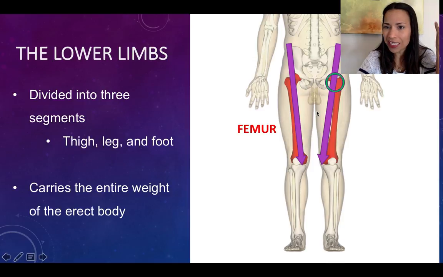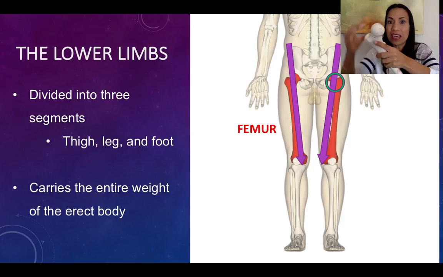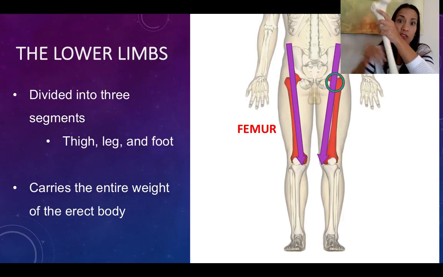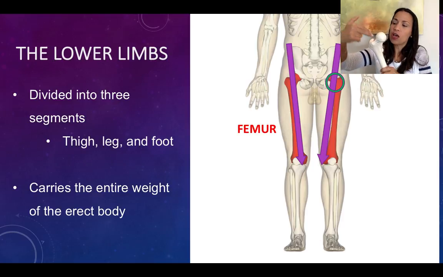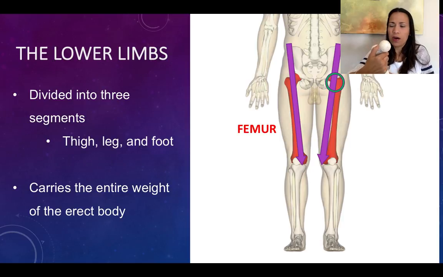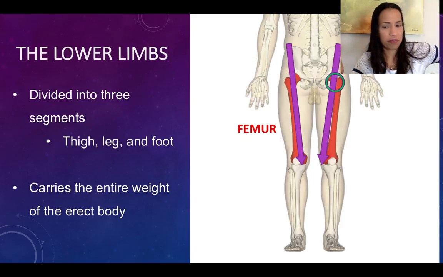But there's another thing: given this position, it makes very vulnerable the neck of the femur, this portion in here. It makes it weak. It's the weakest area of this bone, even though this is the strongest and longest bone of the body. Most of the fractures of the femur happen on the neck of the femur, and they're so-called hip fractures. It's not the hip bone that is fractured, it's just the neck of the femur.